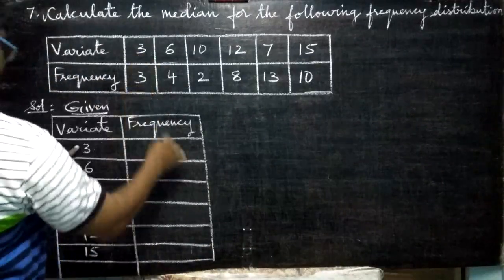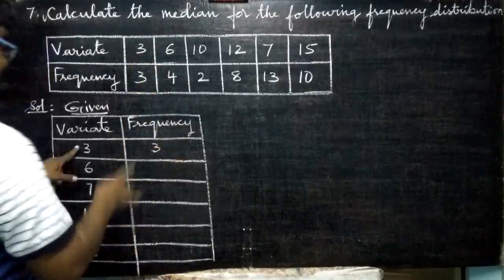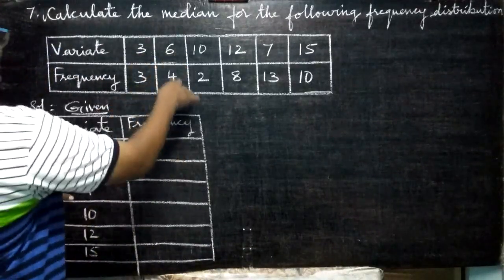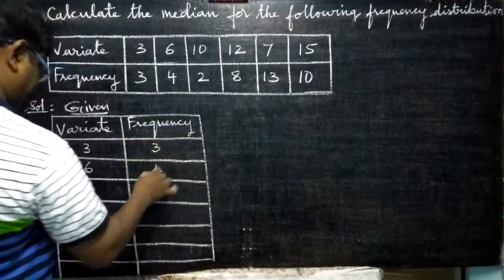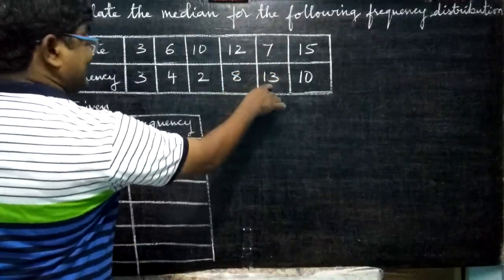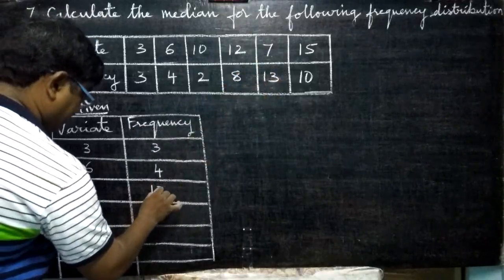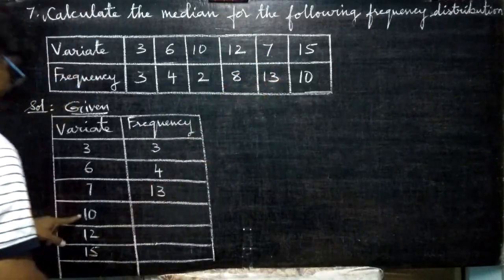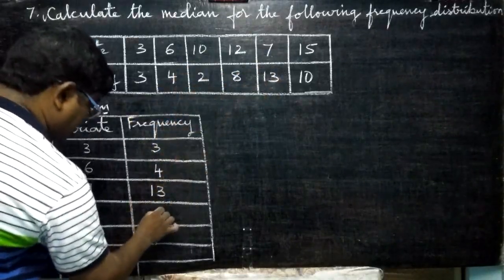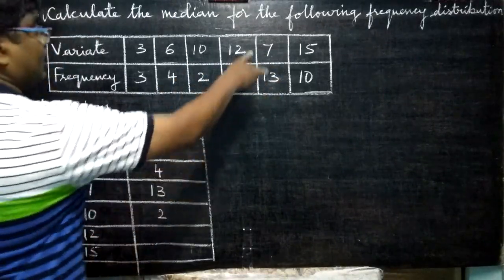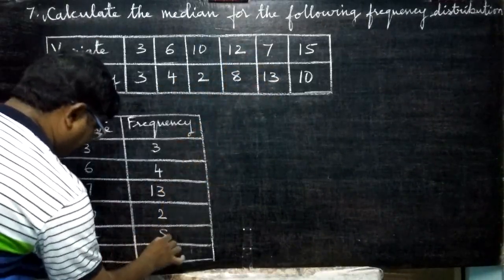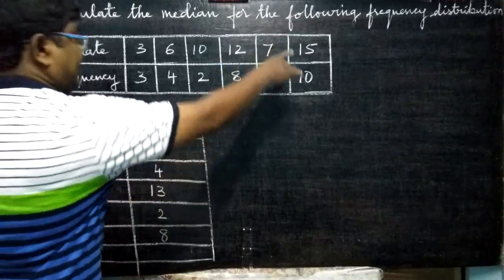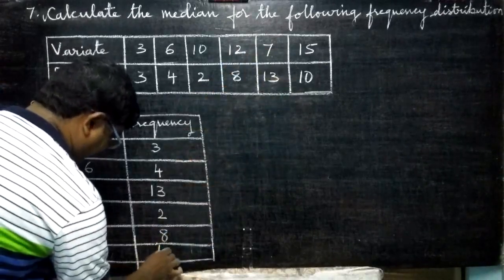For 3, frequency is 3 only. This is very important. For 6, 4 is the frequency. For 7, 13. See the table properly. For 10, 2 is the frequency. For 12, 8 is the frequency. And for 15, 10 is the frequency.